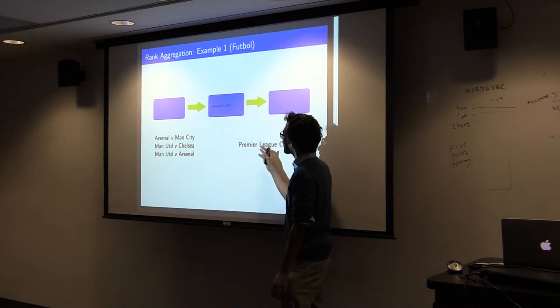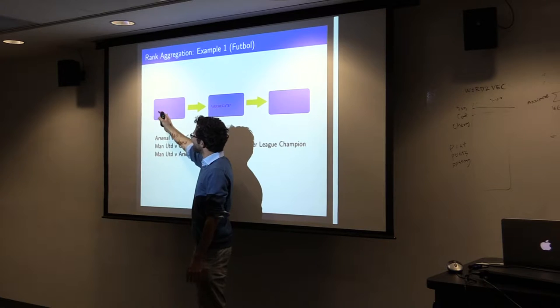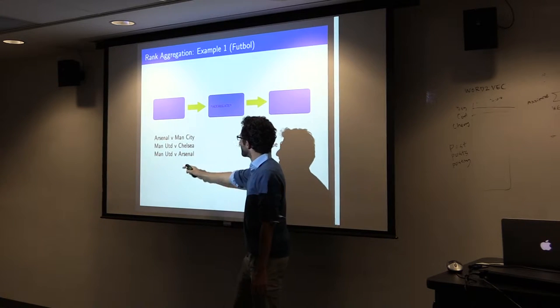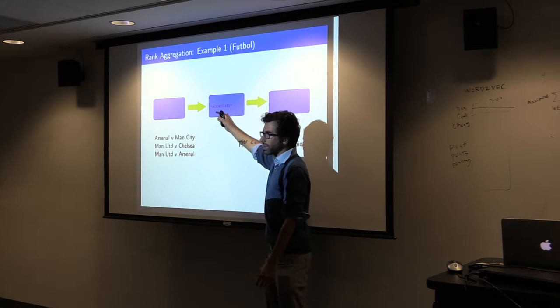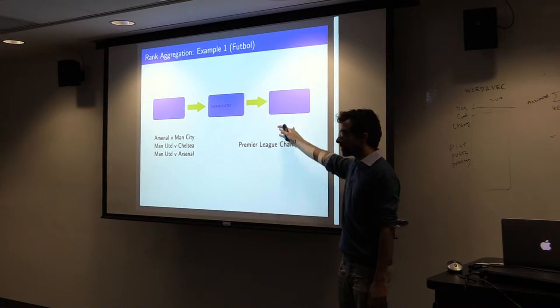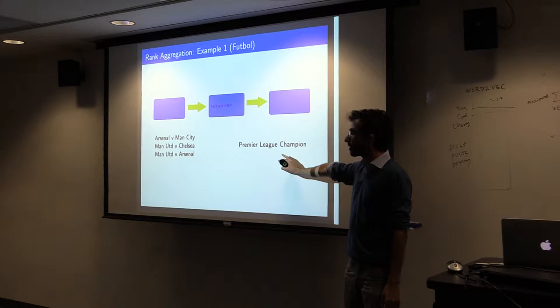So in the normal rank aggregation problem, what you have is data. That's what you said here. So pairwise comparisons of teams. And then we want to aggregate it to make some decision. So say figure out the Premier League champion, for instance.